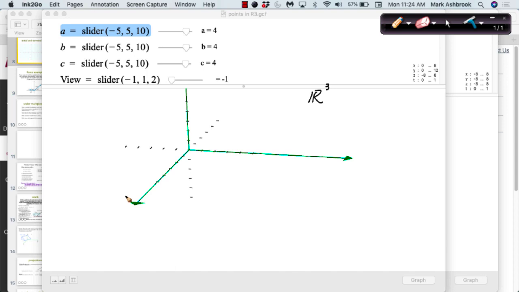So where's the X-axis? That's the one coming straight out at you. Where's the Y-axis? To the right. Up and down now is the Z-axis. And we'll see when we get to functions in 3-dimensional space why this is the case.